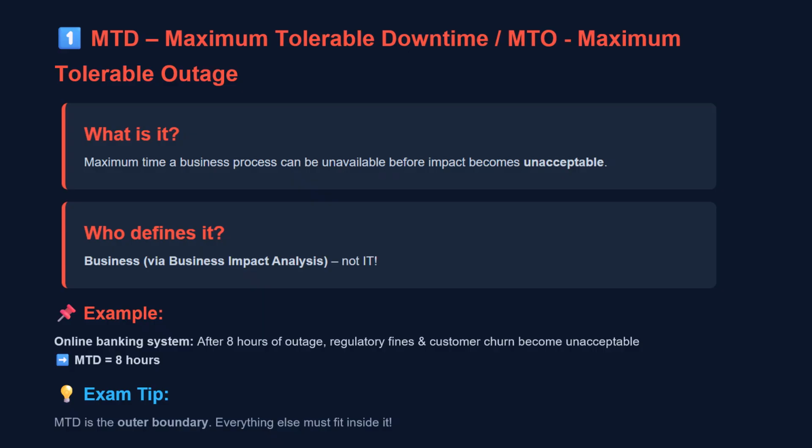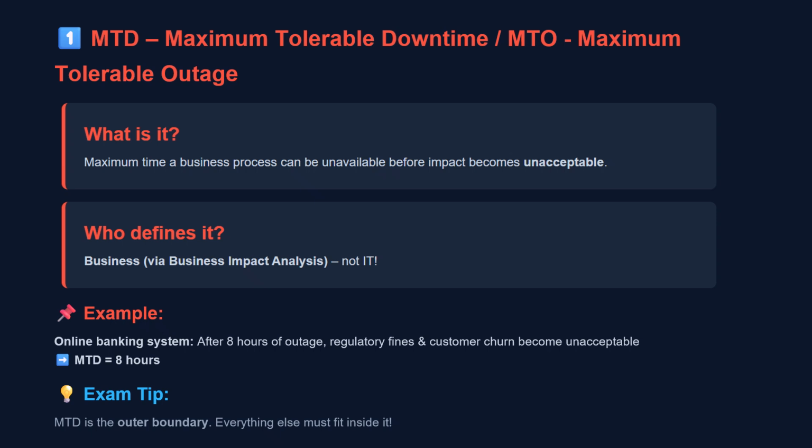Let's start with MTD, also known as Maximum Tolerable Downtime or Maximum Tolerable Outage. MTD is the maximum amount of time a business process can be unavailable before the impact becomes unacceptable. This is not an IT decision. MTD is defined by the business, usually through a business impact analysis.